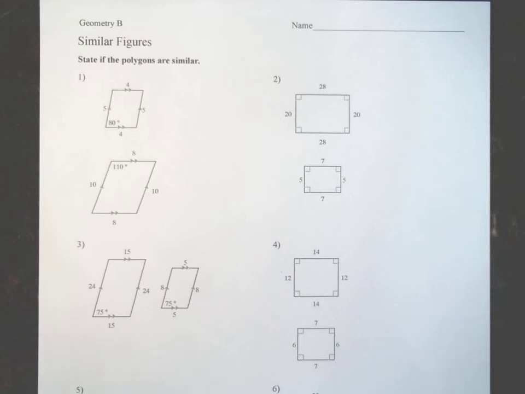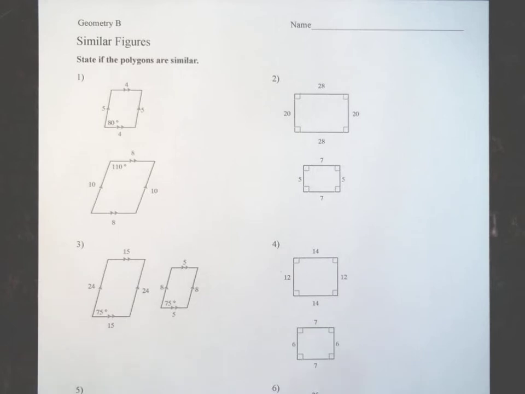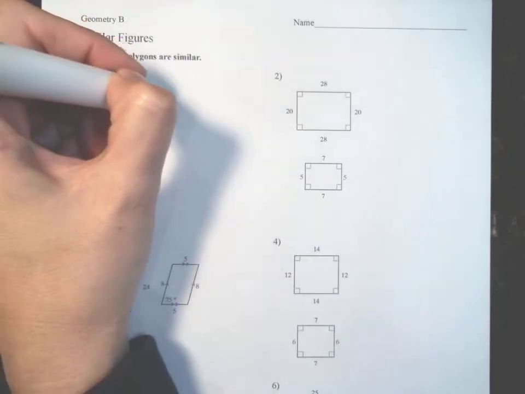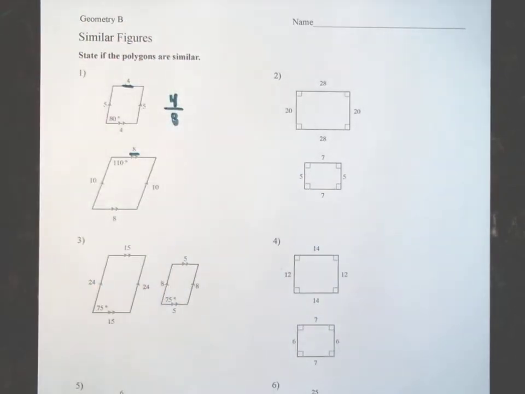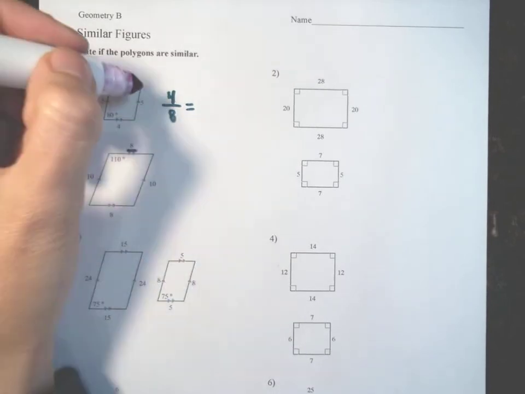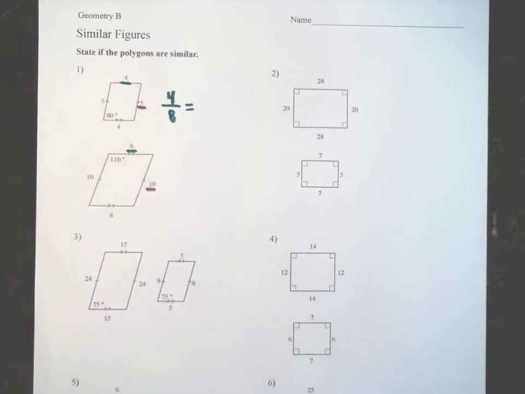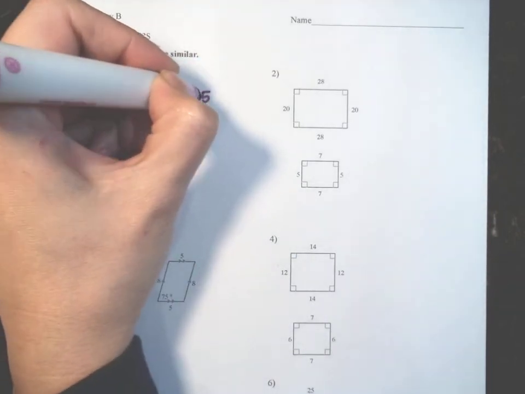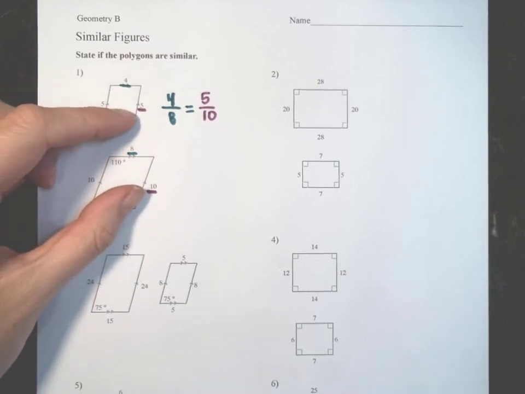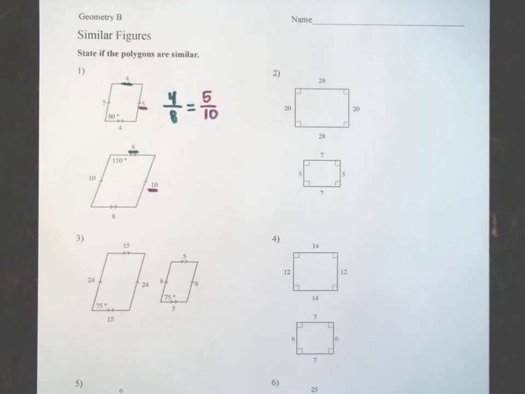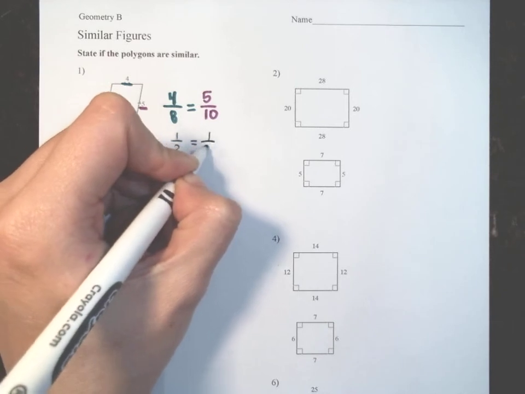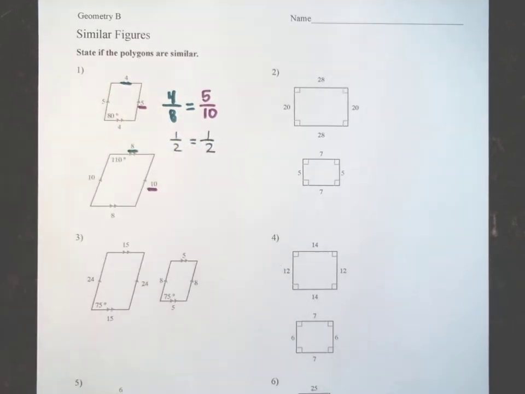Are the corresponding sides proportional? So let's check. This 4 corresponds to this 8. So we would get 4 over 8. Does that equal this 5, which corresponds to this 10? Remember the corresponding sides, that's the same side in the other figure. And then we simplify. 4 divided by 8 is 1/2 equals 5 divided by 10, which is also 1/2. So it meets our second requirement.